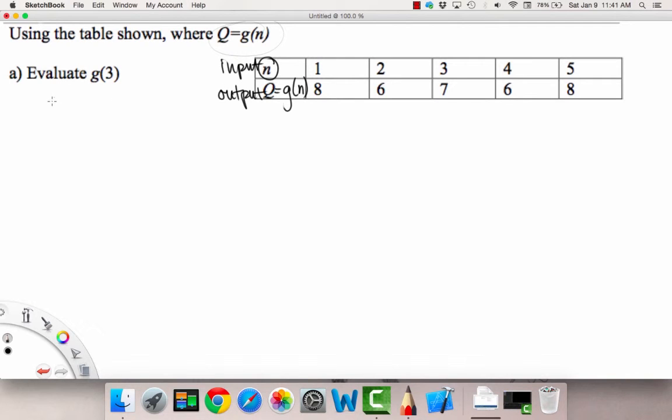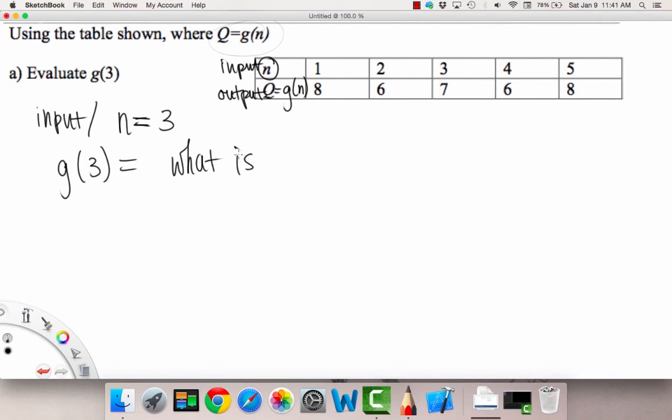So here in part A, we're going to evaluate G of 3. So here, we know our input. We know our input, or our N in this case, N is equal to 3. Okay? And so the task we are assigned is basically to find out, okay, so what's the value of our function at that given input? G of 3 is the same thing as saying what is our dependent variable, or what is our function value at our input of n equals 3. So what is Q when n equals 3?